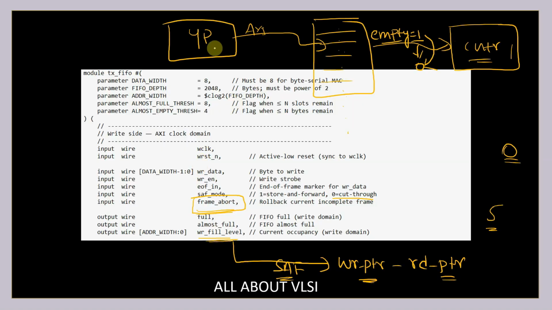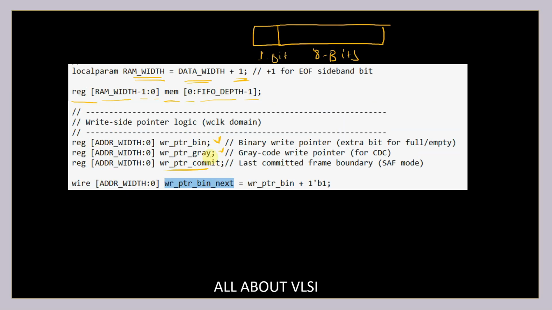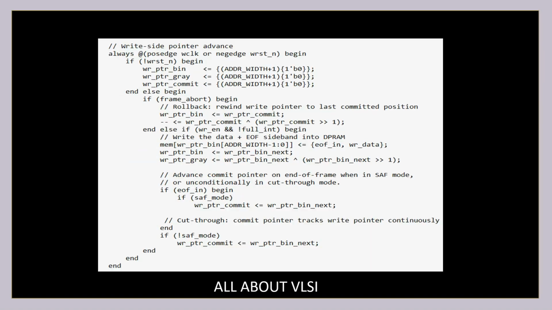See, here we have seen that after the processor completes writing all the locations, only then will this empty signal be made from 1 to 0, and the controller is going to read it in the case of my SAF mode. How to make this empty signal go from 1 to 0 depends upon the write pointer, right? This write pointer commit value is what we are going to use for deasserting the empty signal. Anyway, we will see how exactly we are going to use it. And we are incrementing our write pointer binary next equal to write pointer binary plus 1. Now let's try to understand how we are going to advance the write pointer.